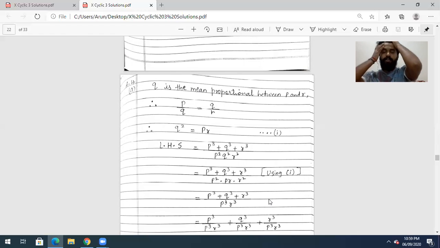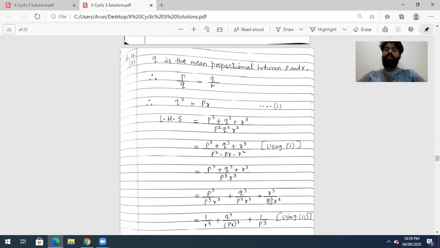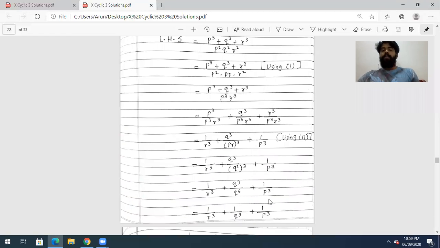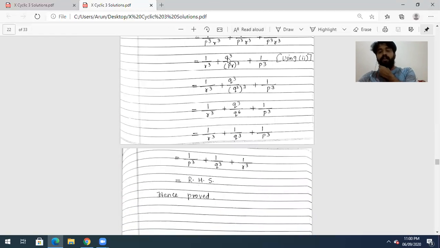Since we want three separate terms on the RHS, we will separate the terms on the LHS as well. So we have P cube upon P cube R cube plus Q cube upon P cube R cube plus R cube upon P cube R cube. So P cube cancels. We have 1 upon R cube. Q cube upon PR the whole cube plus 1 upon P cube because R cube gets cancelled. So we have 1 upon R cube plus, in place of PR, we are going to substitute Q square. So Q cube upon Q square the whole cube plus 1 upon P cube. So 1 upon R cube plus Q cube upon Q raised to 6 plus 1 upon P cube. Q cube upon Q raised to 6, it cancels. We are left with 1 upon Q cube. So we get LHS is equal to 1 upon P cube plus 1 upon Q cube plus 1 upon R cube, which is nothing but the RHS, hence proved.